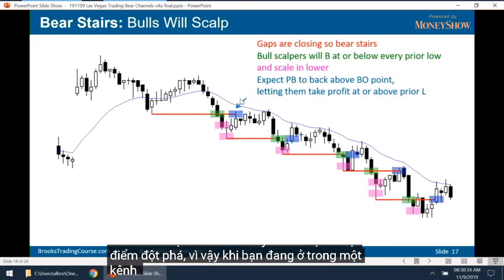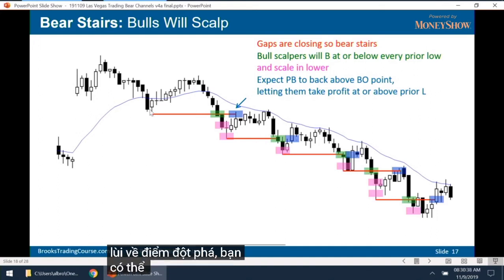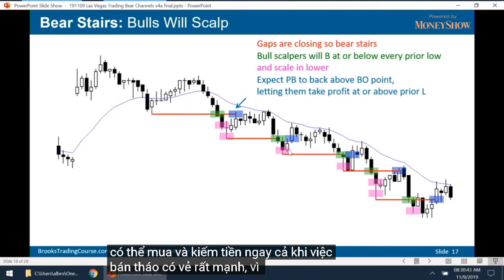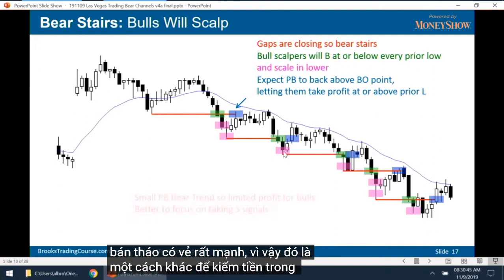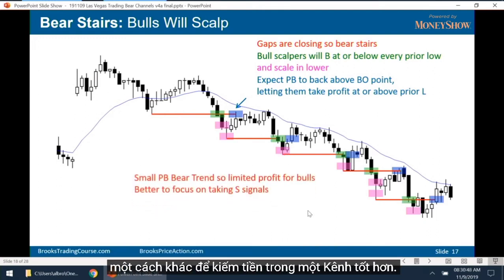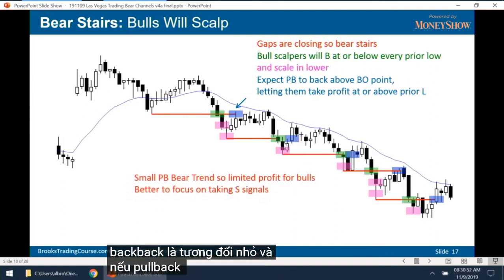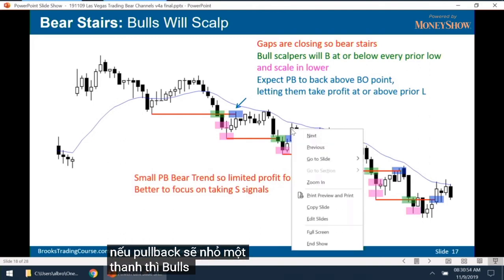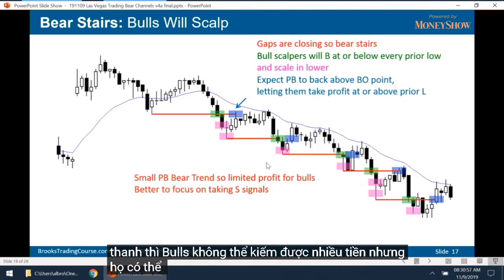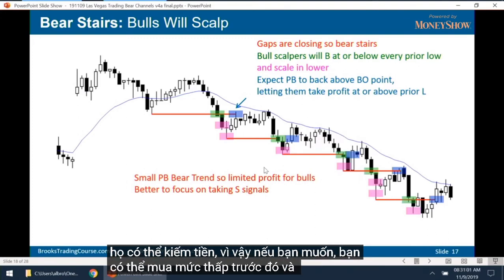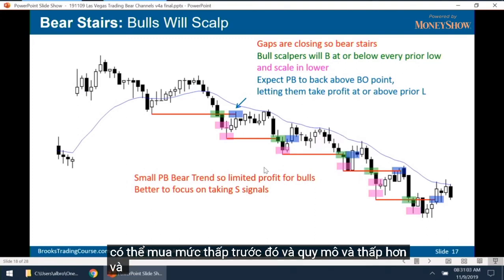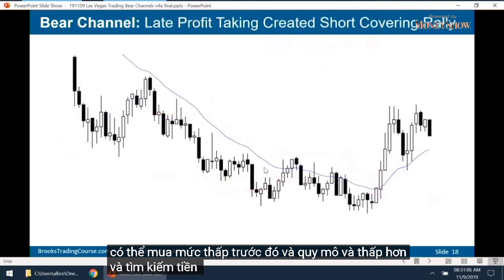So when you're in a bear channel that is stair-stepping down, pullbacks going above breakout points, you can buy and make money even when the sell-offs look very strong. So that's another way to make money in a bear channel. The pullbacks are relatively small, and if the pullback is going to be small, 1 bar, the bulls cannot make much money, but they can make money. So if you want, you can buy prior lows and scale in lower and scalp for money.